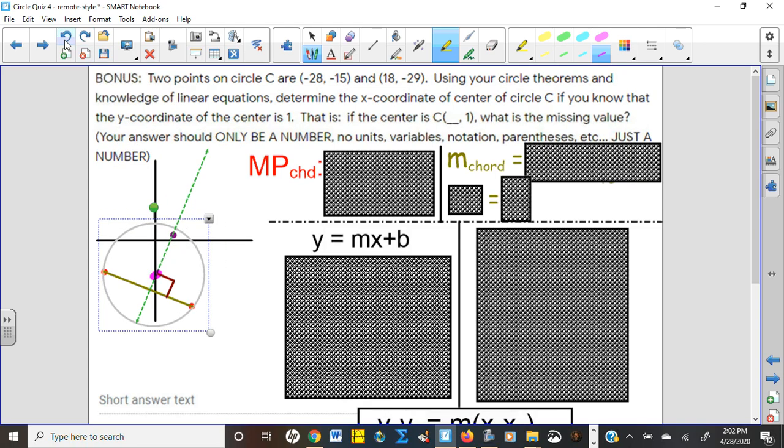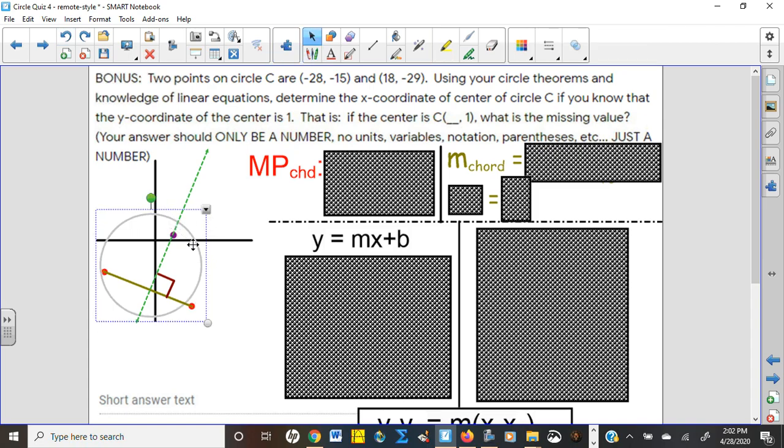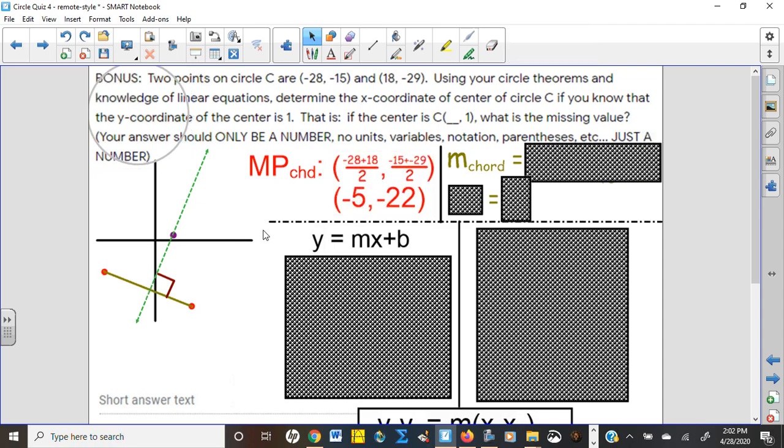So let's find what we can find, because there are only two things I know we can find for sure. Anytime you have 2 points, which creates a line segment, you know that you can find its midpoint, which we're going to need because I don't have any points on this line right now. So I'm going to add those 2 points together and divide by 2. So x plus x over 2, y plus y over 2. So now I know that this point right here is -5, -22.